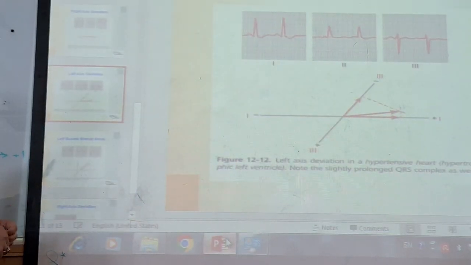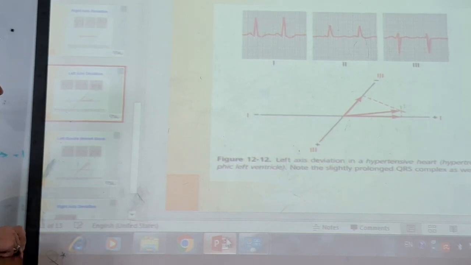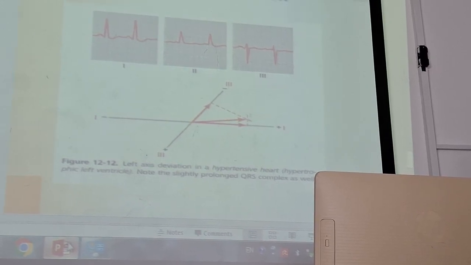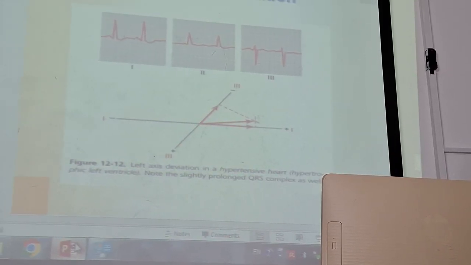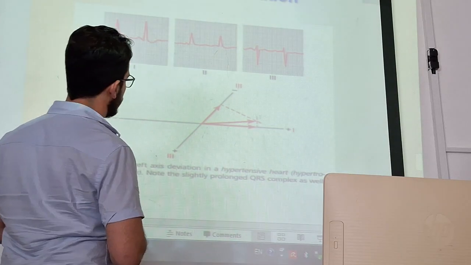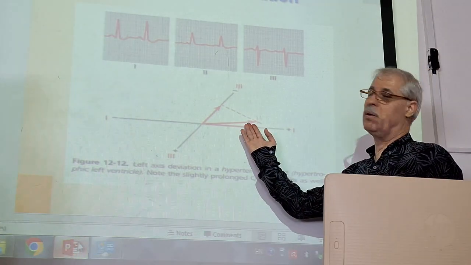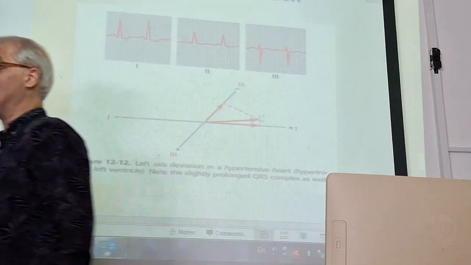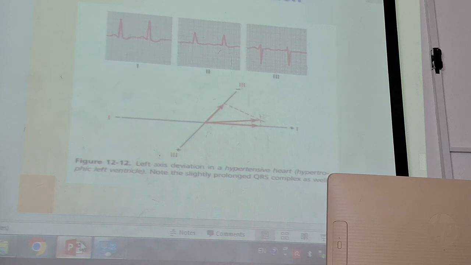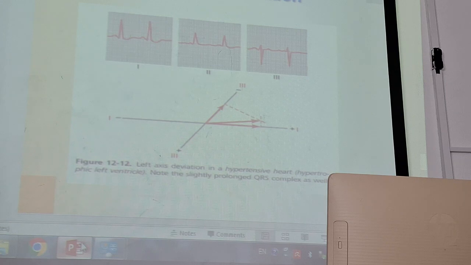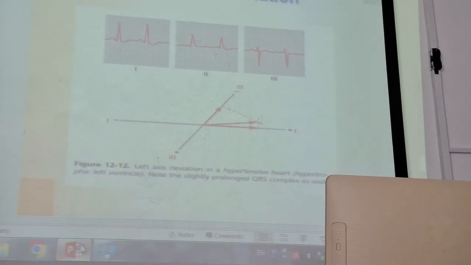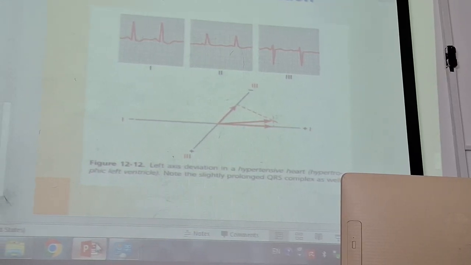Now you see, left axis deviation. Plus, minus. You will have this drawing. How much is the normal axis in the heart? The mean one? How much is the normal cardiac axis? 60. How much is the range for that? Minus 30 up to 110.